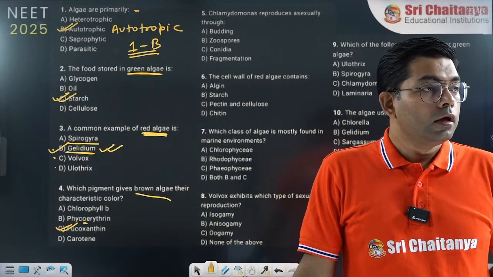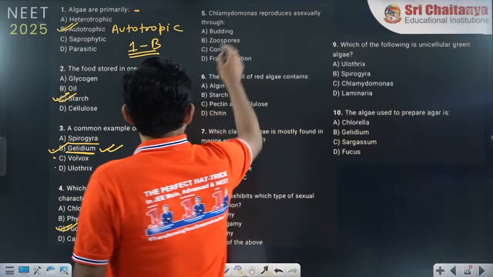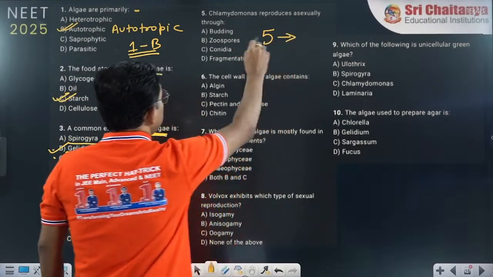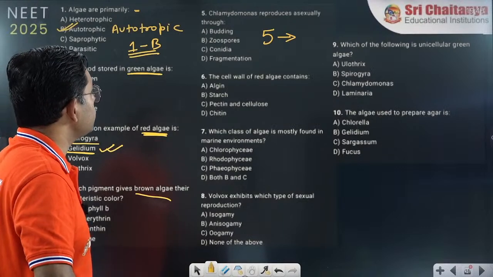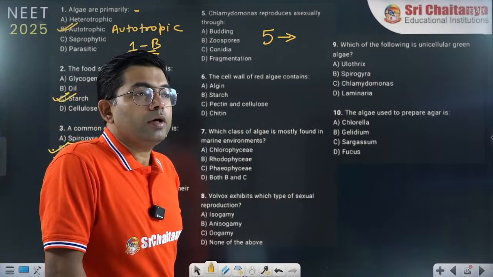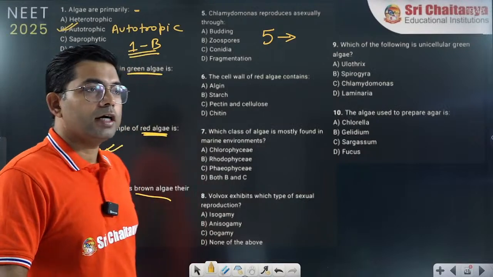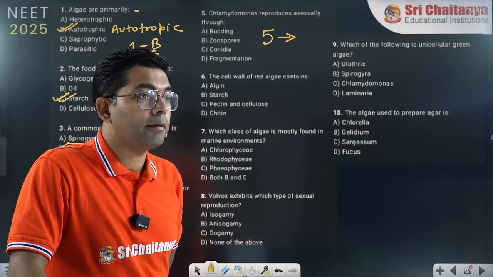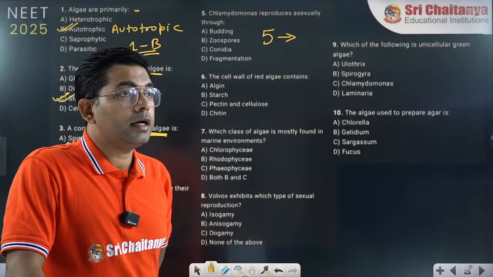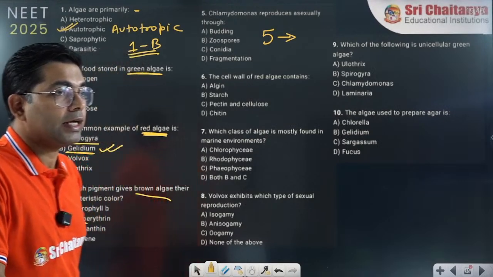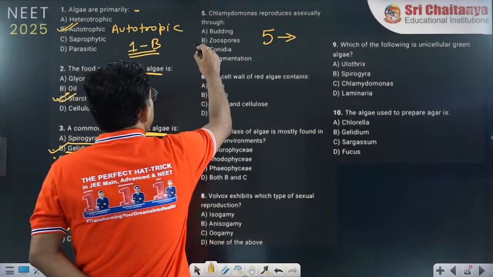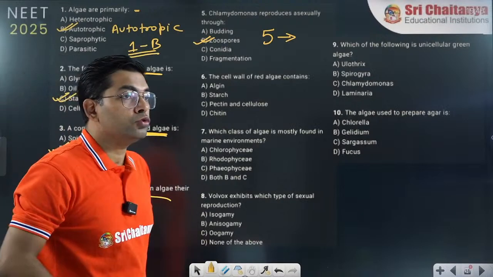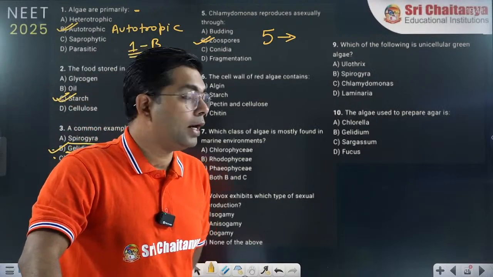Okay. Now next one. Chlamydomonas reproduces asexually through what? Fifth, what will be the answer? Asexual reproduction will take place through asexual spores. And what is the asexual spore? I am getting B as the answer. Okay, Mamta, you are telling A. Check it. For the fifth, B will be the right answer. Asexual reproduction. Budding will not be the answer. The answer will be zoospore. Right?